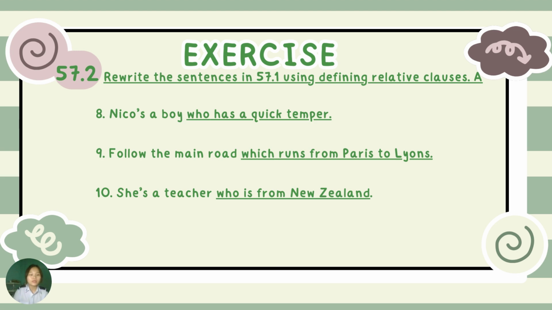Number 9, follow the main road, which runs from Paris to Lyons. Which runs from Paris to Lyons defines which road is being referred to. Number 10, is a dictator who is from New Zealand. Who is from New Zealand tells us more about the dictator's origin.